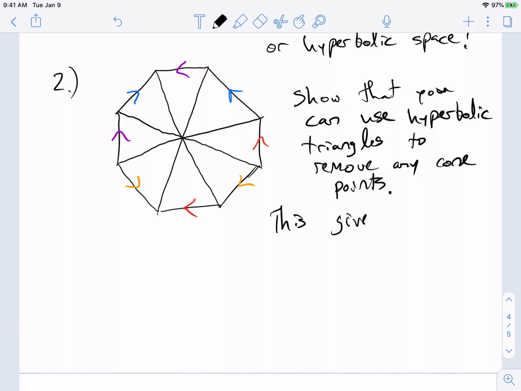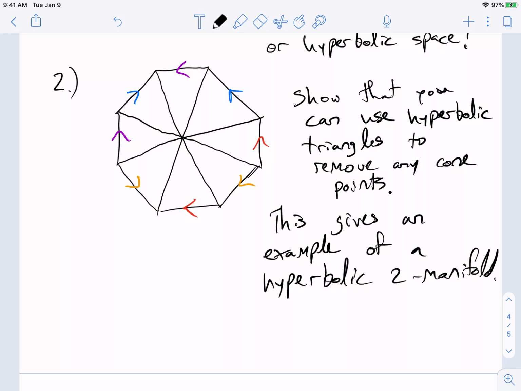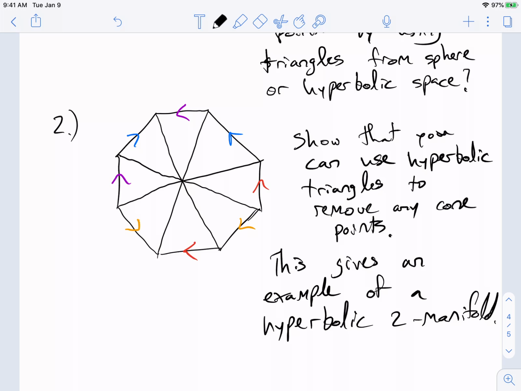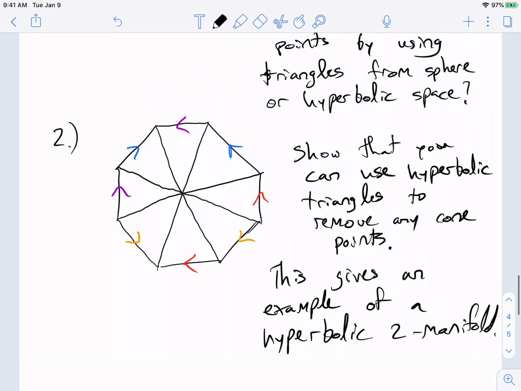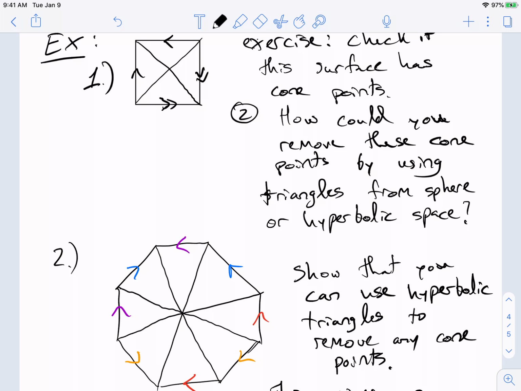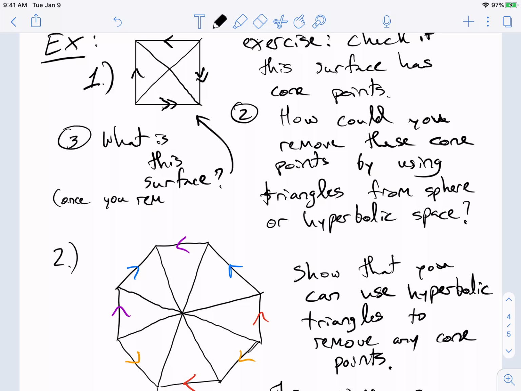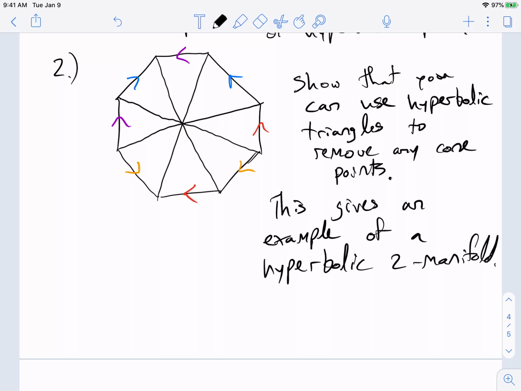And this gives an example of a hyperbolic two manifold. So if these 8 isosceles triangles, if you cut them out of hyperbolic space correctly, you can remove all the cone points and you'll get a surface which has no cone points and locally looks like hyperbolic space. The next question, obviously, is like, what are these surfaces? What are other ways of describing them? So maybe for number 3 here, what is this surface, once you remove the cone points? And in this case, it's one you've seen before. So you should be able to identify it with something more familiar. This one's a little more complicated, and that's what we'll talk about next week. All right.